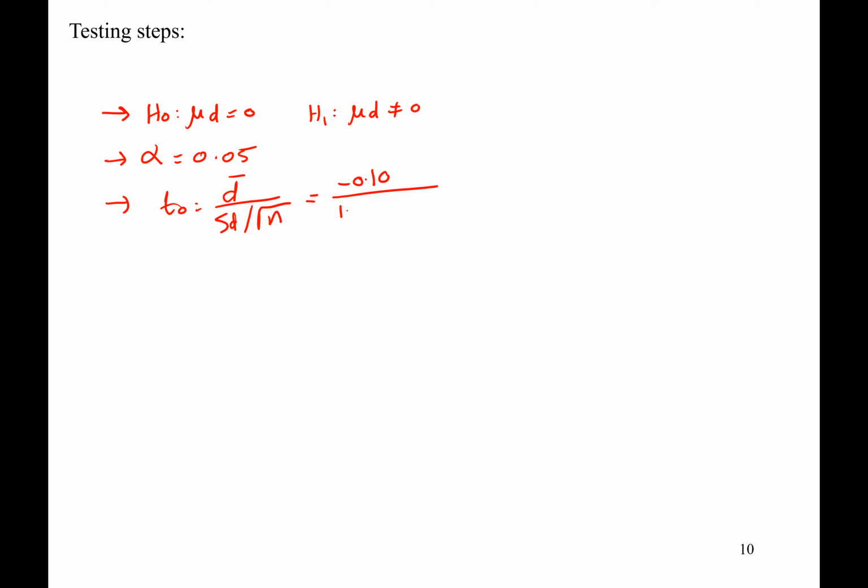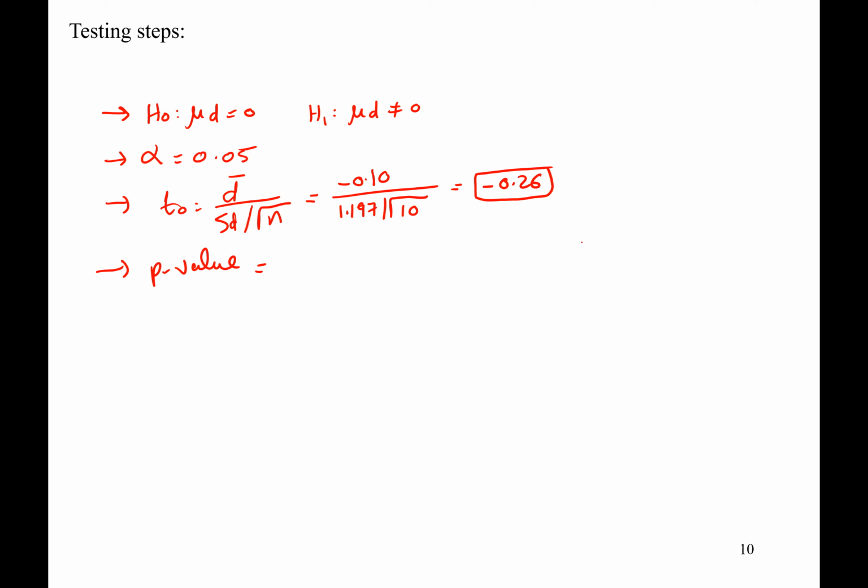SD is 1.197 divided by square root of n, square root of 10. This t value is negative 0.26. Why do I need this value? I need this value to calculate the p-value. How do I calculate the p-value? Let's use the applet because the table is not good.